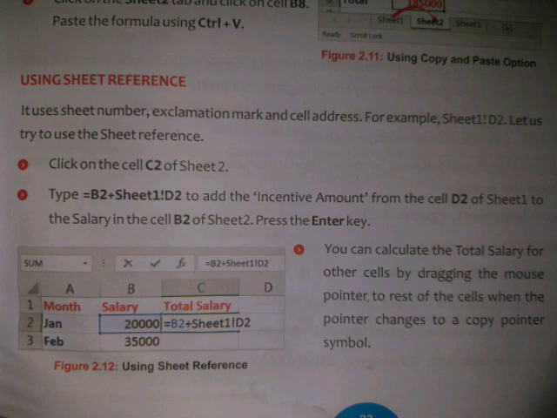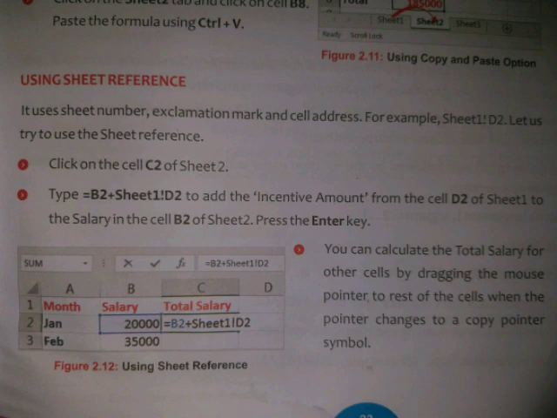But in this sheet 2 only salary is given; the incentive amount is given in the previous worksheet. What does it mean? We need to refer to the incentive amount here. Hope you can understand this. We need the incentive amount which is given in sheet 1 to be used in sheet 2. We need to refer to the incentive amount in this sheet 2. So here we are going to use the sheet reference.